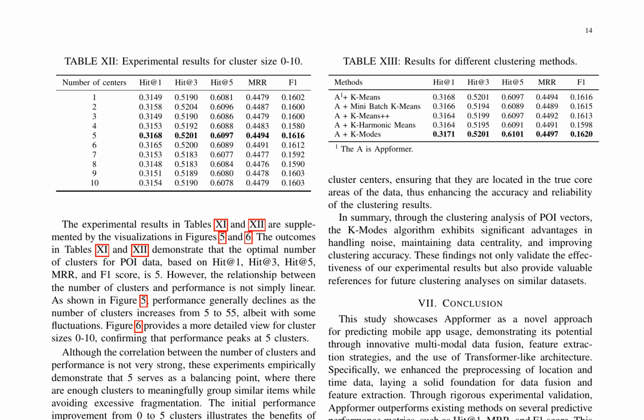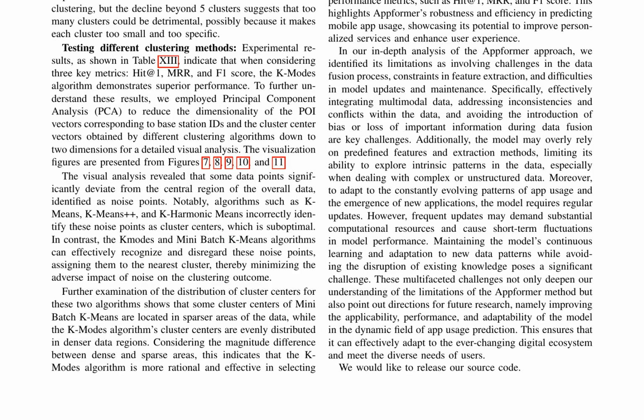In contrast, algorithms such as K-means, K-means++, and K-harmonic means incorrectly identify these noise points as cluster centers, which is suboptimal. The K-modes algorithm is more rational and effective in selecting cluster centers, ensuring they are located in the true core areas of the data, thus enhancing the accuracy and reliability of the clustering results.